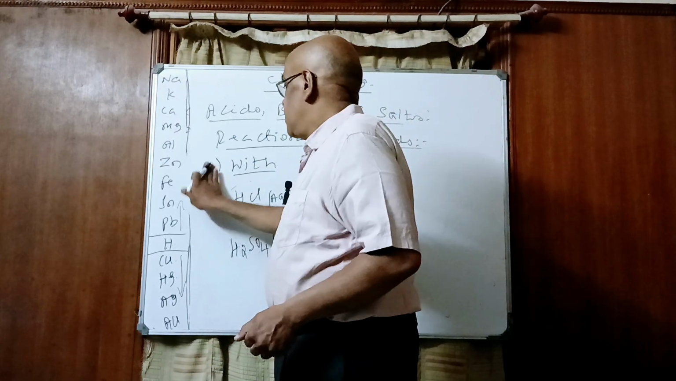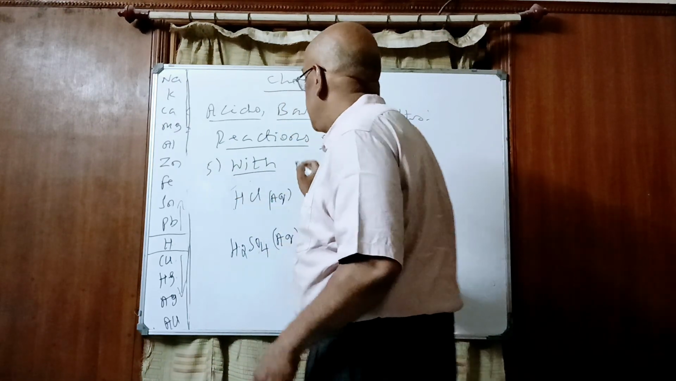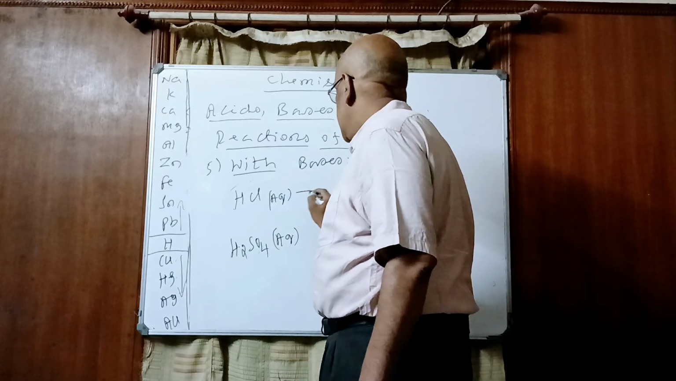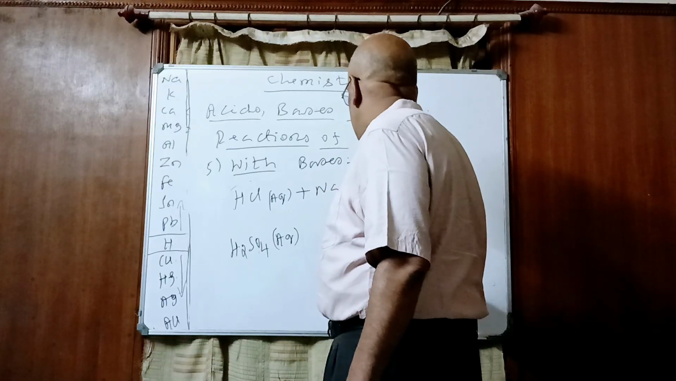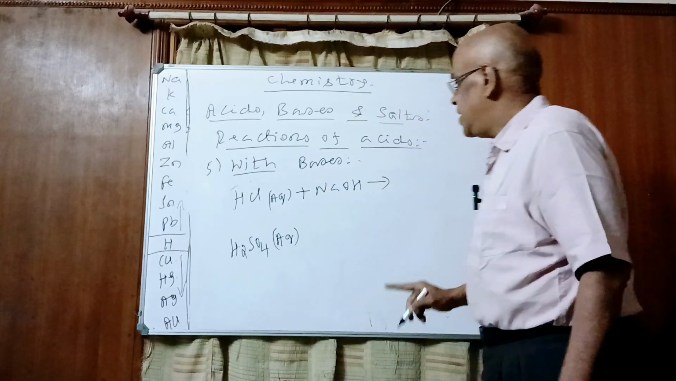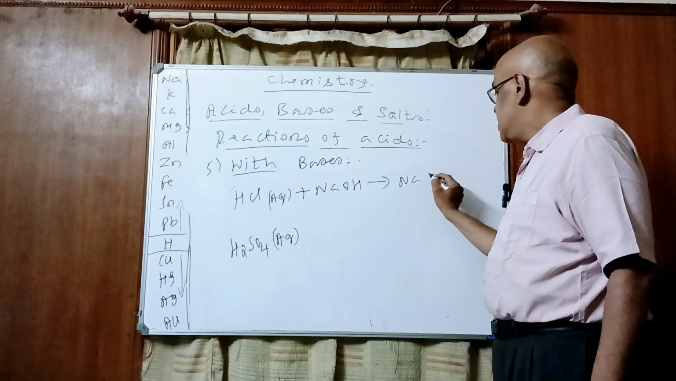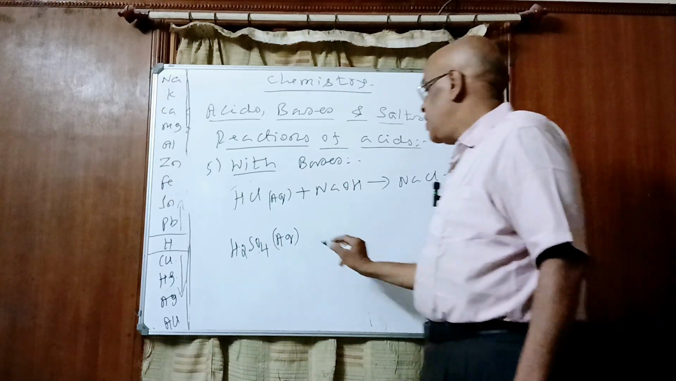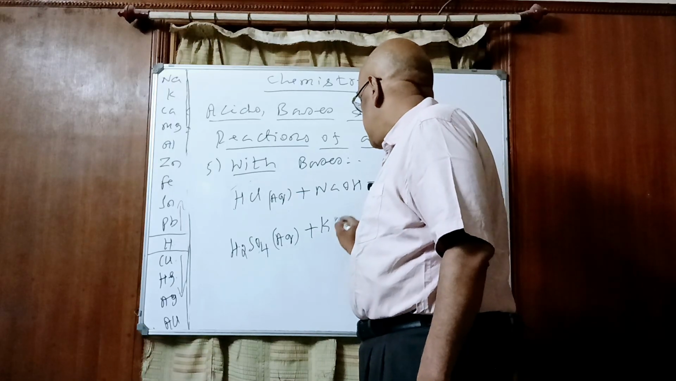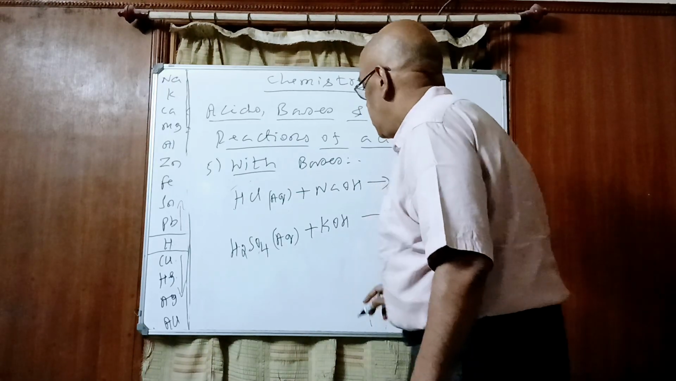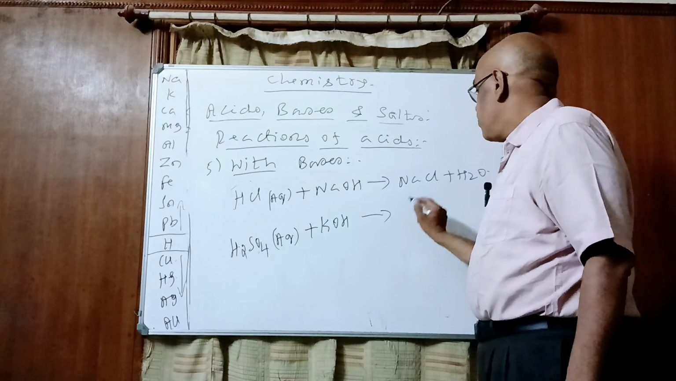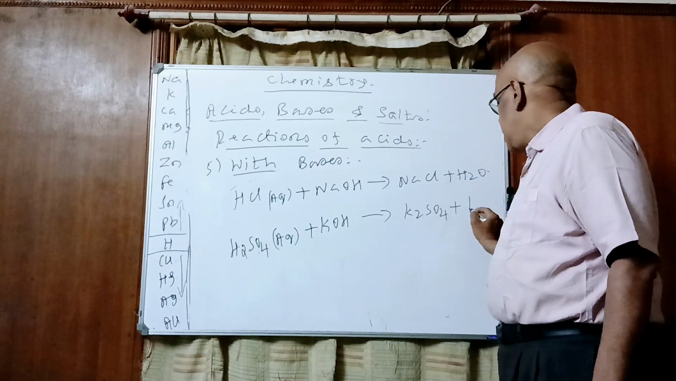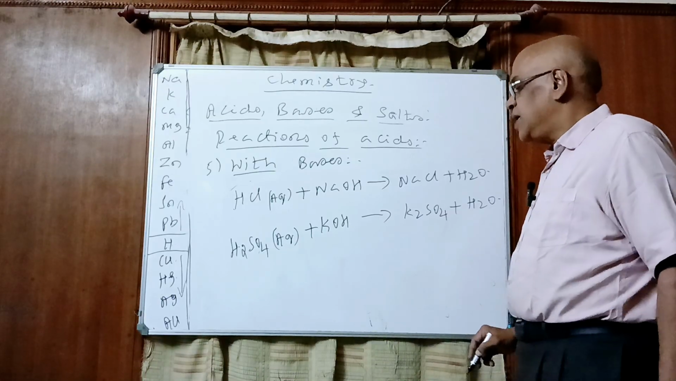Reaction number 5, what is it? Reactions of acids with bases. Which base? Strong base, I take NaOH. Acids react with bases. What do we get? Salt and water. Salt and water only. Sulfuric acid reacts with KOH. You take another base, KOH. What do we get? K2SO4 plus H2O. Yes or no, children?